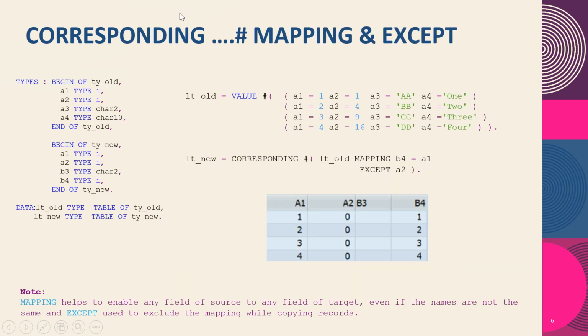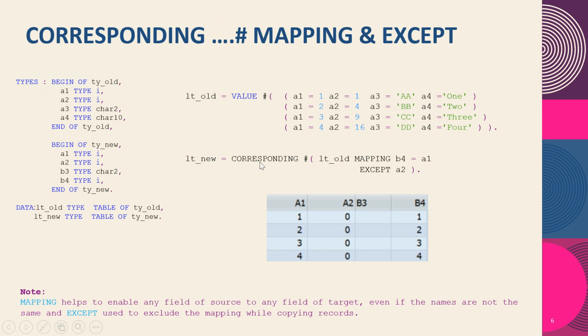Now let's see how we can do our own mapping rule to map and exclude from mapping. There are two structures, old structure and new structure. The old structure had A1 to A4, and the new one has A1, A2 but B3, B4. Four columns, but the field names are different. Now let's populate the first internal table. So LT_OLD gets A1, A2, A3, A4. Four records are added into the old table.